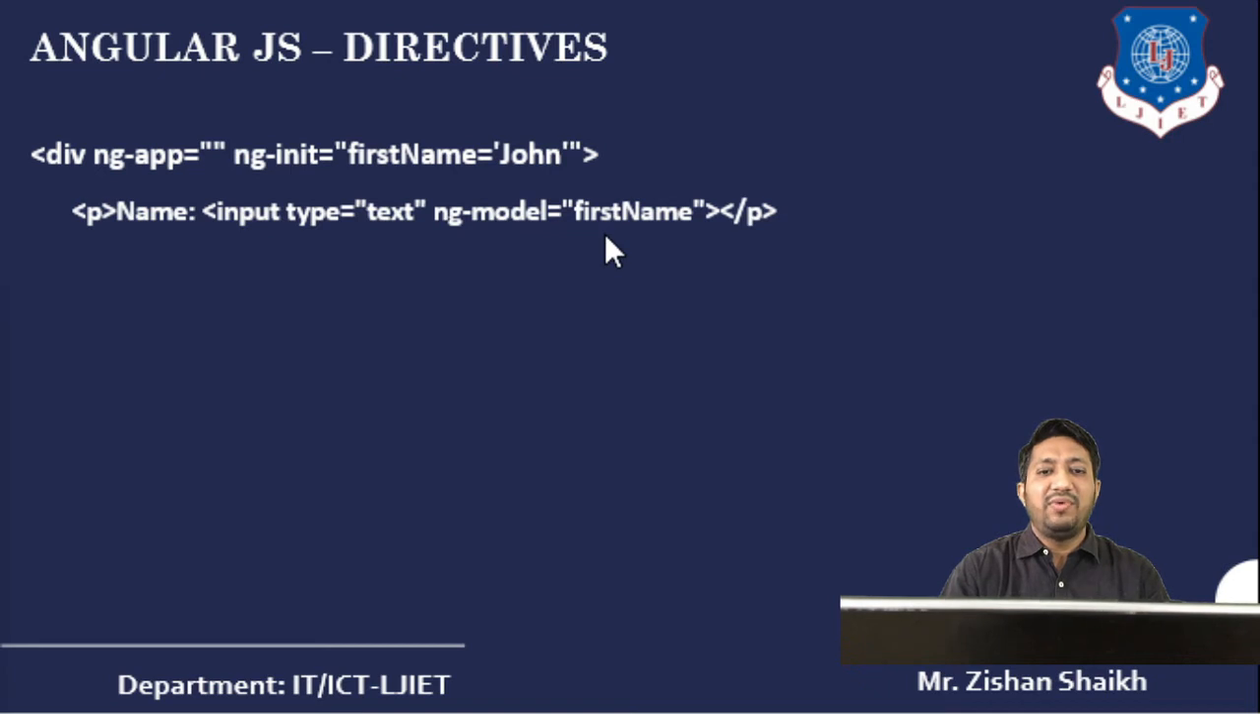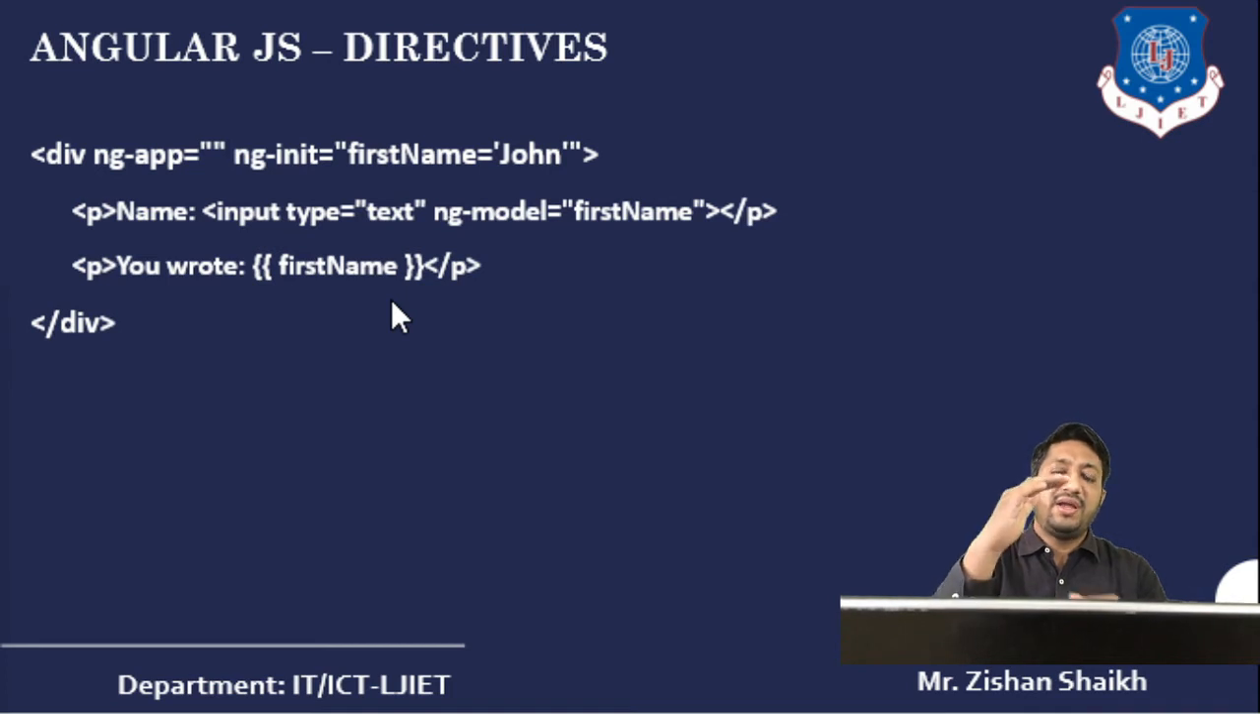In that text field, we are putting our ng-model. Now, in another paragraph tag, I am writing "You wrote:" and then first name. And my division tag is ending. So between the starting and ending of my division tag is where my ng application scope is, only between the div tag. Outside of that division tag, this application is not working.